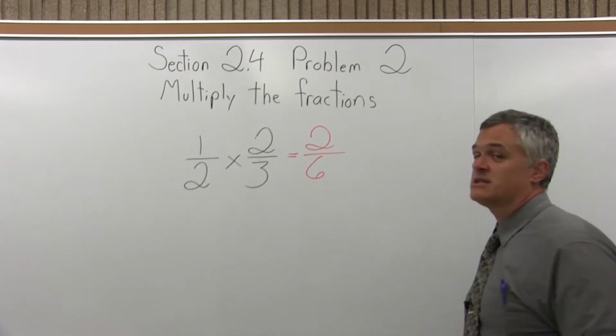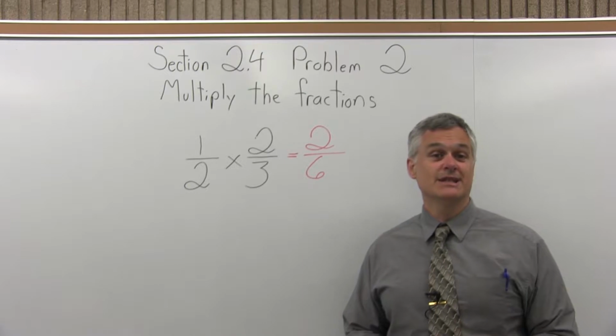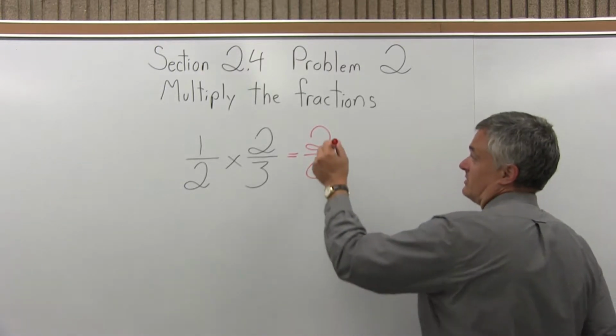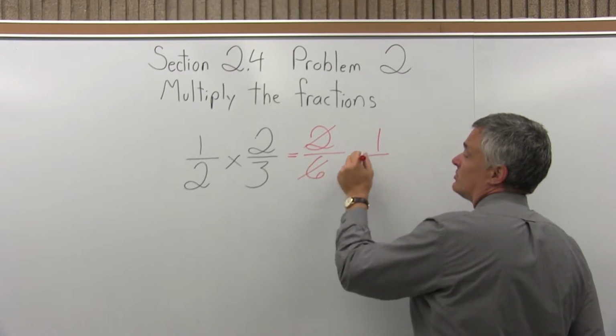You get 2/6. And then you want to see if you can reduce that. Are there any numbers that divide into 2 and 6 evenly? And there's 2. So 2 goes into 2 once, 2 goes into 6 3 times.